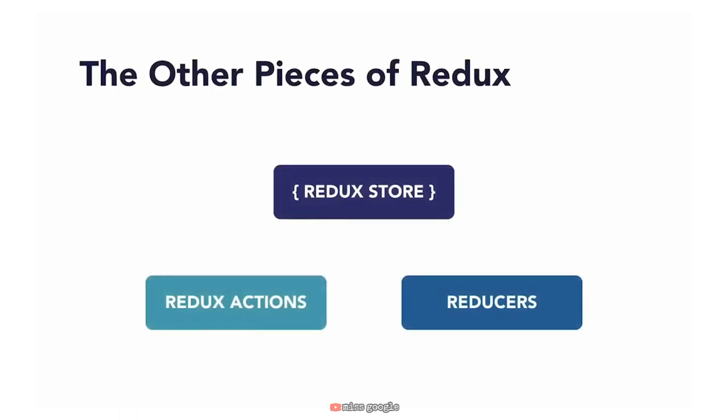So in order to see how Redux solves this problem, let's take a look at the two other pieces of the Redux flow. We've already talked about the Redux store, which contains the current state of our application, but in addition, we have Redux actions and something called reducers. Let's discuss both of these in turn.